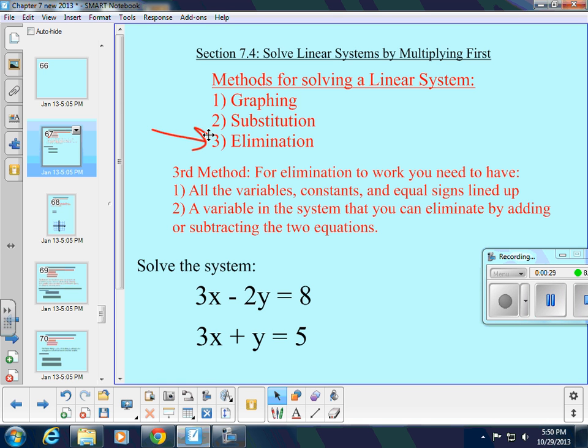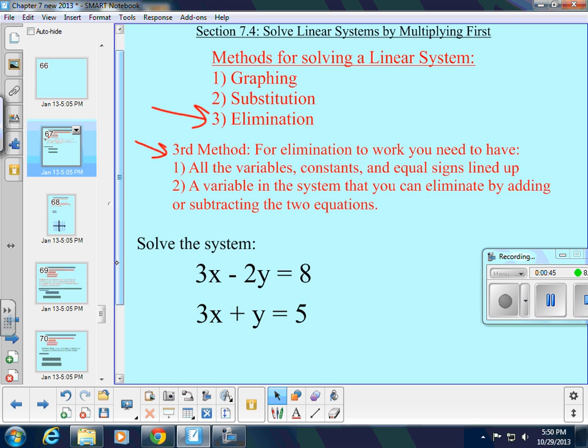And as I had in the lesson for section 7.3, here are the things we need to be able to use elimination as our method to solve a linear system. Number one, we need all the variables, the constants, and the equal signs to be lined up. And two, we need a variable in the system that can be eliminated by adding or subtracting the two equations. As we're going to see in this new section, sometimes we have to do something else to manipulate the equation so that we can still solve it using elimination.